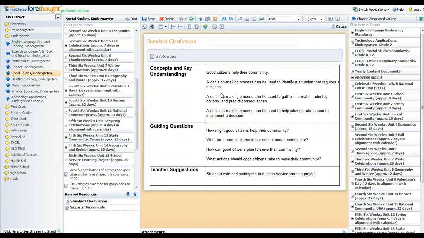What are some problems in our school and our community? How can good citizens plan to serve their community? Or what actions should good citizens take to serve their community?